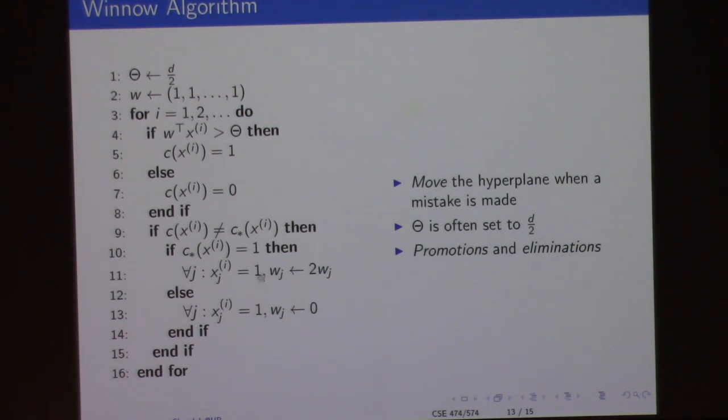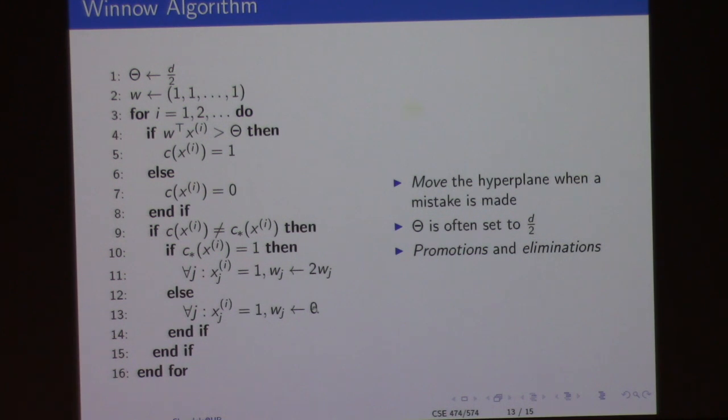Okay? What you're doing is, if you make a mistake in which you call something negative when it was positive, you are bumping up the weights of everything that was on. That is what we call promotion. And when you make the other type of mistake, you are just truncating the weights of everything that was on in that example. That is called elimination.